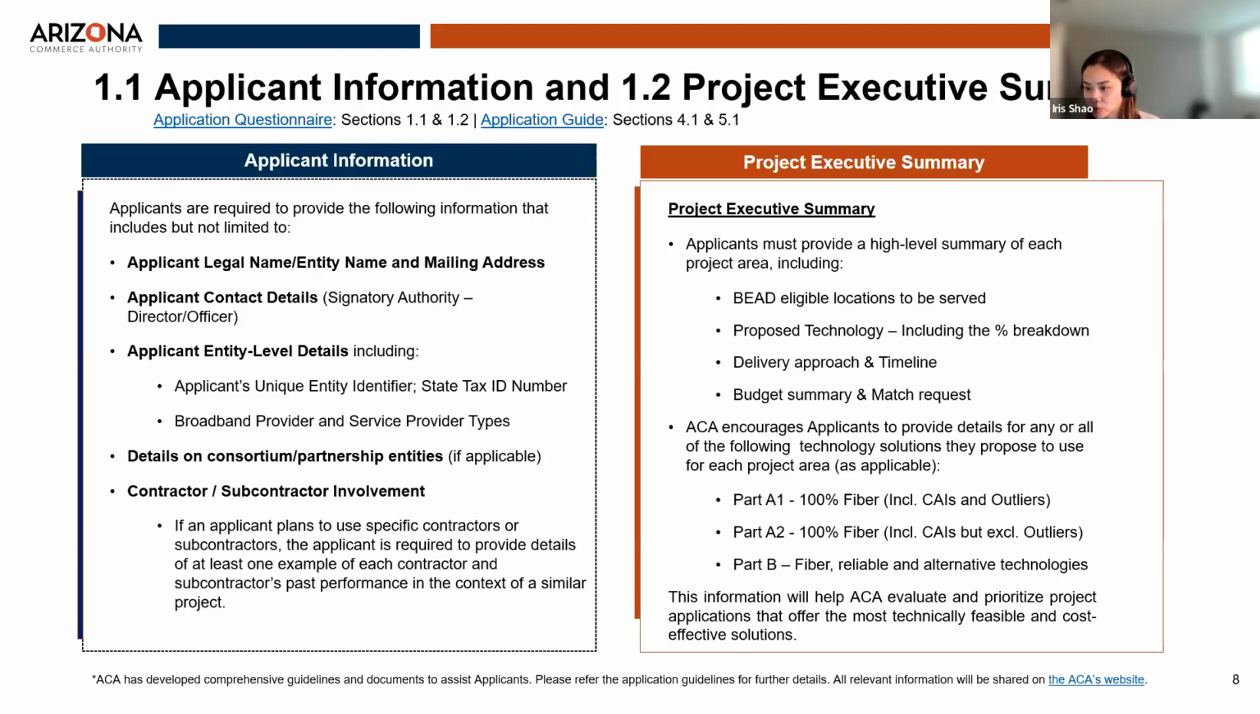So a little bit of details on the part A and part B, 100% fiber and fiber plus alternative technologies. For part A, we further break it down into A1 and A2. So A1 will be 100% fiber that includes all the CAIs and outliers. And A2 will be 100% fiber that includes CAIs, but excluding the outliers. And then part B will be fiber plus any other reliable or alternative technologies.